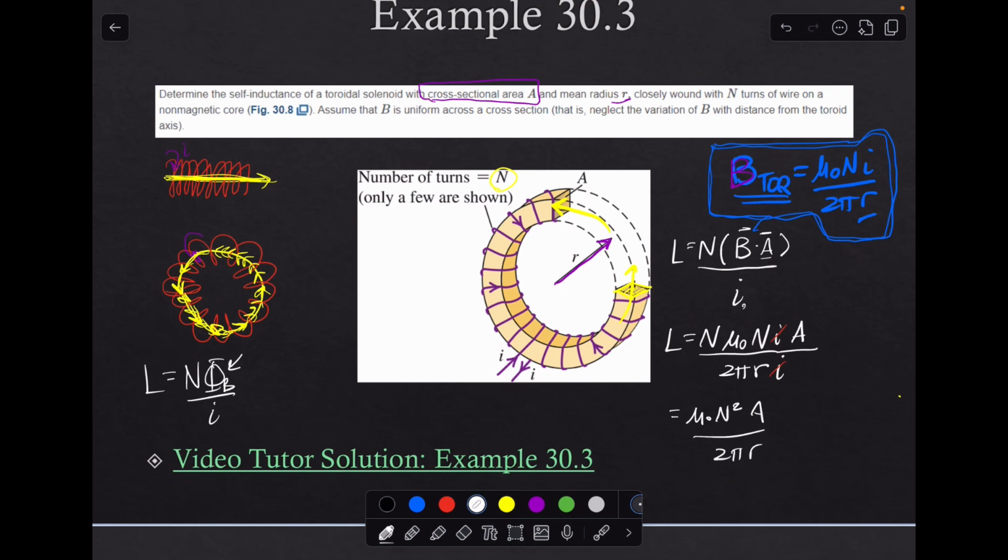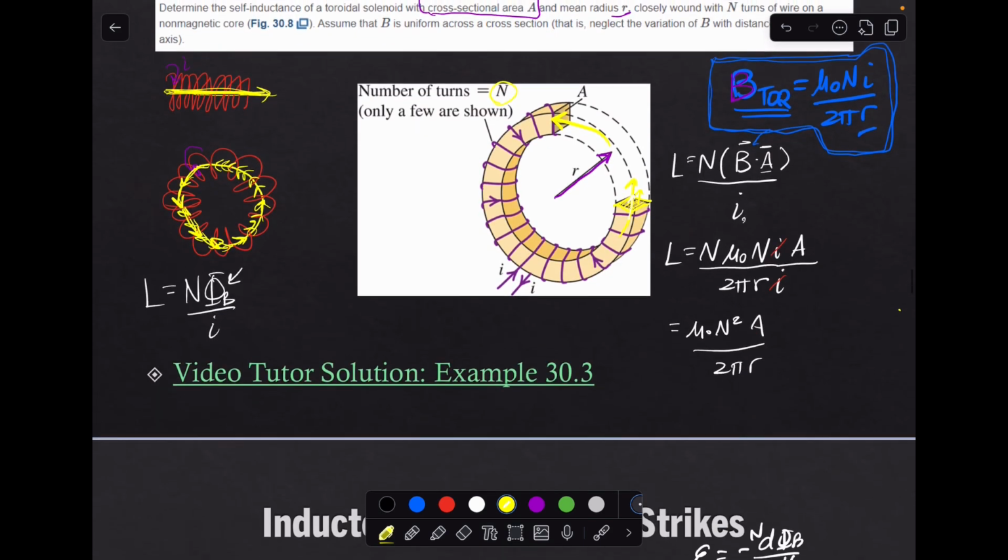So the procedure here is that we expanded what phi was. We needed the magnetic field that the toroidal solenoid produces, and we needed the cross-sectional area. We needed to identify what area to use in this situation, and that's going to be the area that B is perpendicular to, right? Because the area vector of A is perpendicular to the face of A. All right, so that's example 30.3.